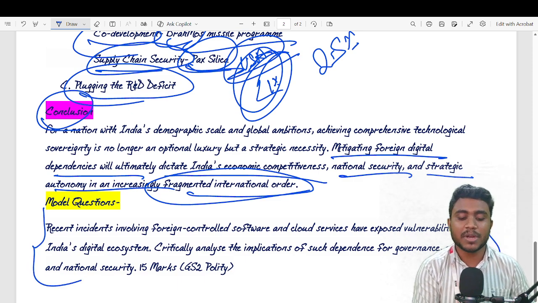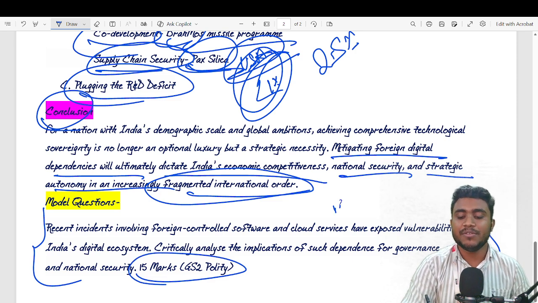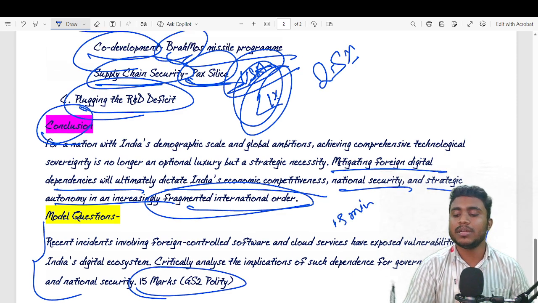Okay, so after reading the whole article, you should attempt the questions. This is a 15 marker question. You should attempt it in 15 minutes and submit to our website.